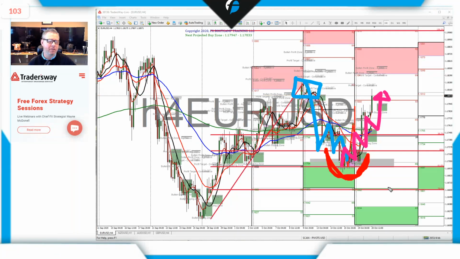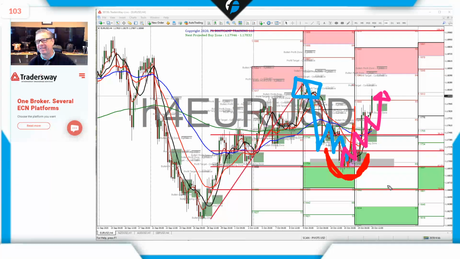What's the probability someone else will buy this? What's the probability that anyone that's selling it will exit that sell position? Because remember, when they exit the sell, that's one less person battling your long trade. There's one less person in the way.